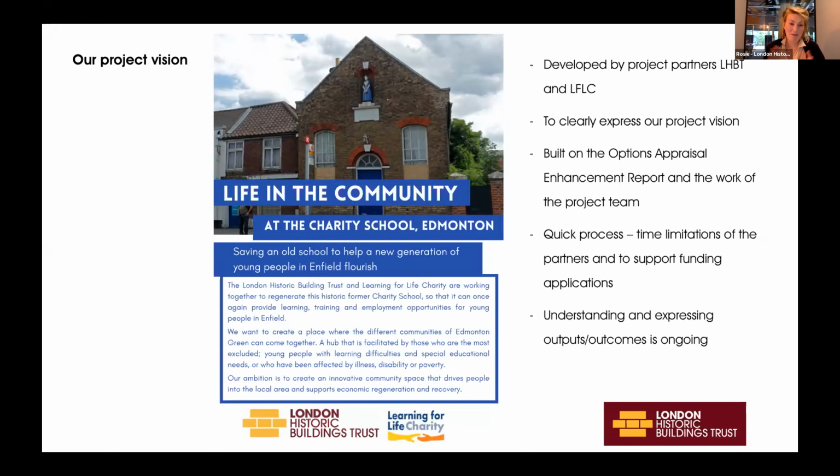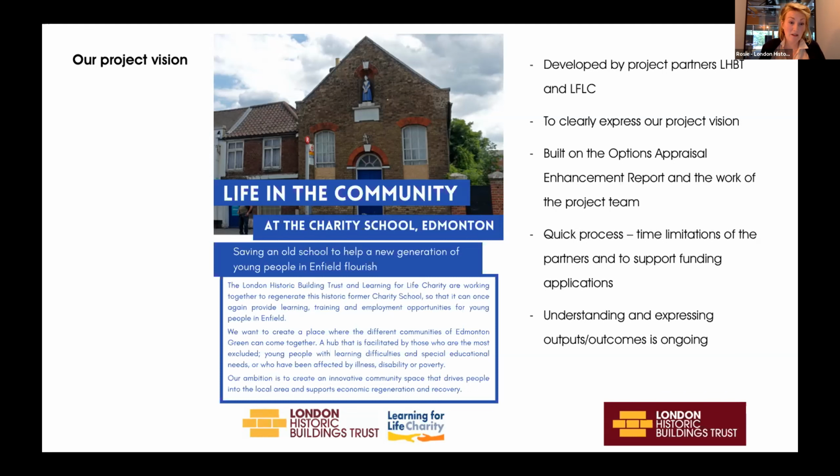I'm just going to read the first bit of our overarching vision, and that's that the London Historic Building Trust and Learning for Life charity are working together to regenerate this historic former charity school so that it can once again provide learning, training and employment opportunities for young people in Enfield. And it goes on, so what you've got there is 100 words. That's our extended project vision.